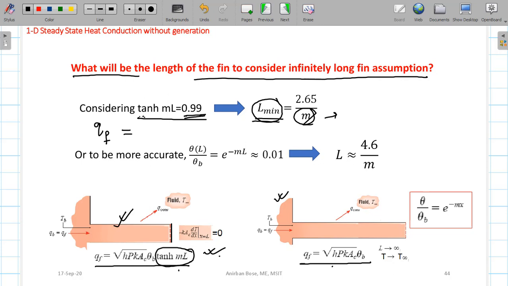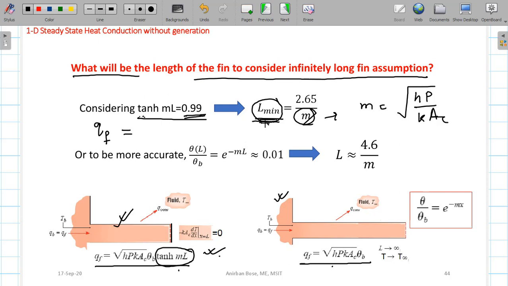And I hope by now you remember what m was. m was the square root of h into P by k into A_c. Since you know all these things, the geometry and the material, you can definitely find out the length, and if the fin is at least that long, you can assume it is an infinitely long fin and apply that formula.